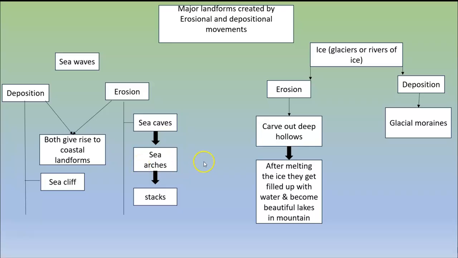When we think about ice as an agent to form landforms, we come to know that deposition causes glacial moraines and erosion carves out deep hollows. And once the ice melts, they get filled up with water and become beautiful lakes in the mountains. I hope you understand these concepts well.